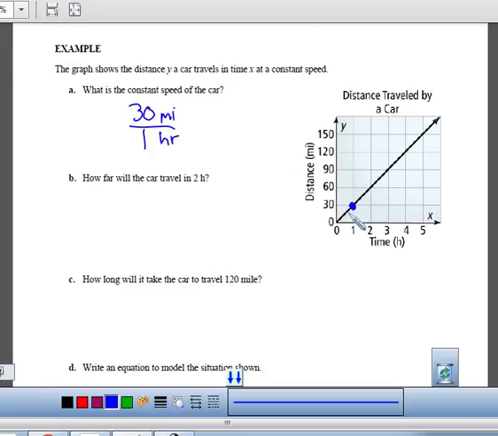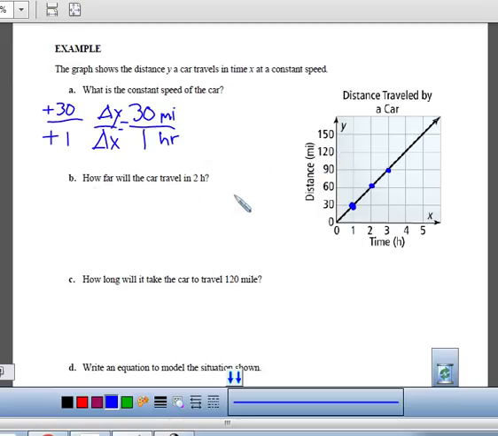Now, if you couldn't tell what it is at 1, you could have actually taken 2 points and found the change. So like I could take this point and this point. So the change in y going from 60 to 90 is increasing plus 30. And then the change in x going from 2 hours to 3 hours is increasing 1. Change in y over change in x, delta y over delta x, is how you find the rate, the slope of this.